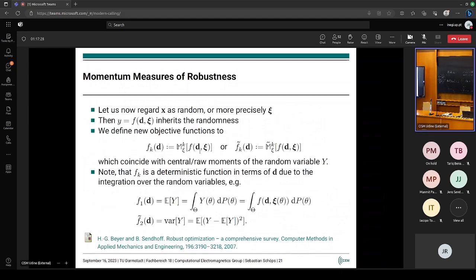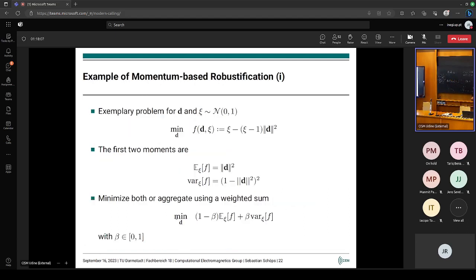Okay. Then we come to what Bayer and Senthoff called measures of robustness, or moment measures of robustness. And this essentially connects back to the stochastic moments I introduced. So now you can define your goal function to be any moment that we had. And quite naturally, the most interesting ones are probably the expected value and the variance. And then you can do combinations of those and minimize the expected value plus some risk-aware factor times the variance. And this is then the goal function you want to use.